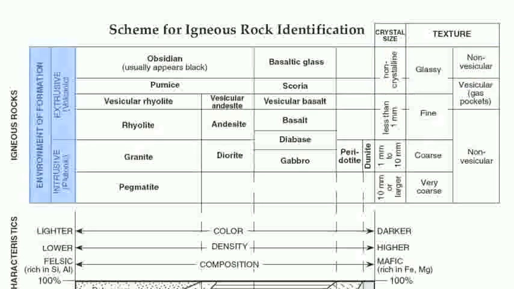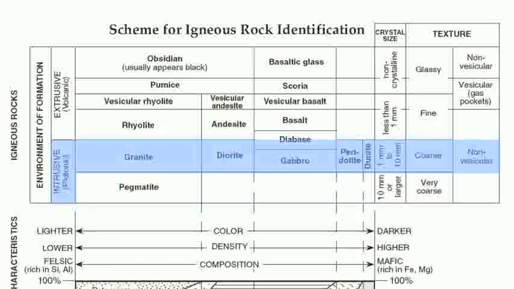On the left side, this is your environment of formation. You have your intrusive rocks. Intrusive rocks can be formed deep below the surface, really, really slow cooling of the magma. And that's going to include your very coarse rocks, such as pegmatite, and your coarse rocks of granite, diorite, diabase, gabbro, peridotite, and dunite.